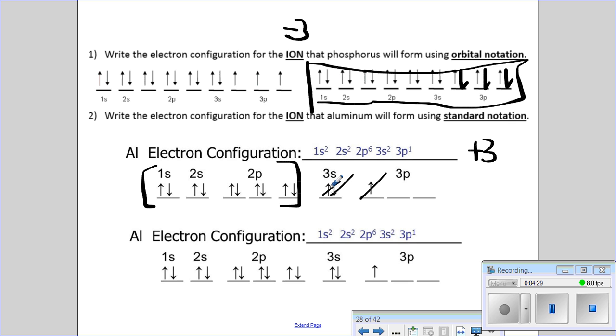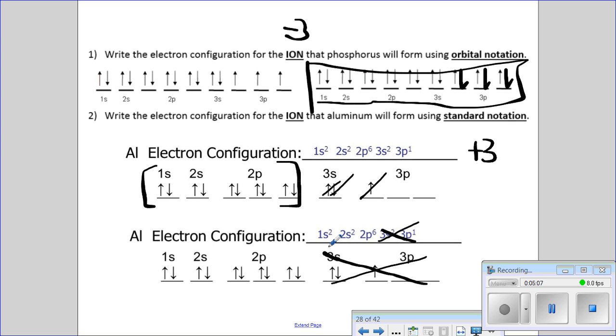So in order for aluminum to achieve a stable octet, it needs to lose 3 valence electrons. Okay, so it's going to lose the electrons that are 3s2 and 3p1. So its configuration for the ion of aluminum will be 1s2, 2s2, 2p6. So these will go. And then what you're left with is the ion for aluminum that, from an electron standpoint, looks like an atom of neon.